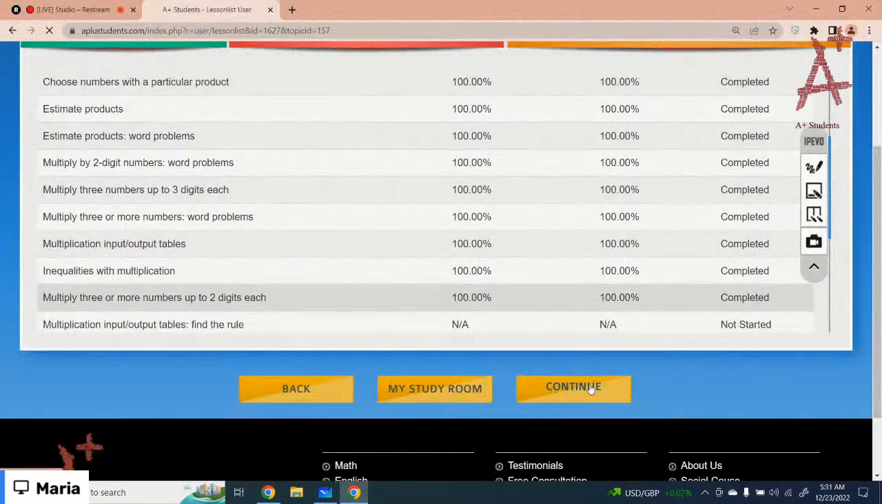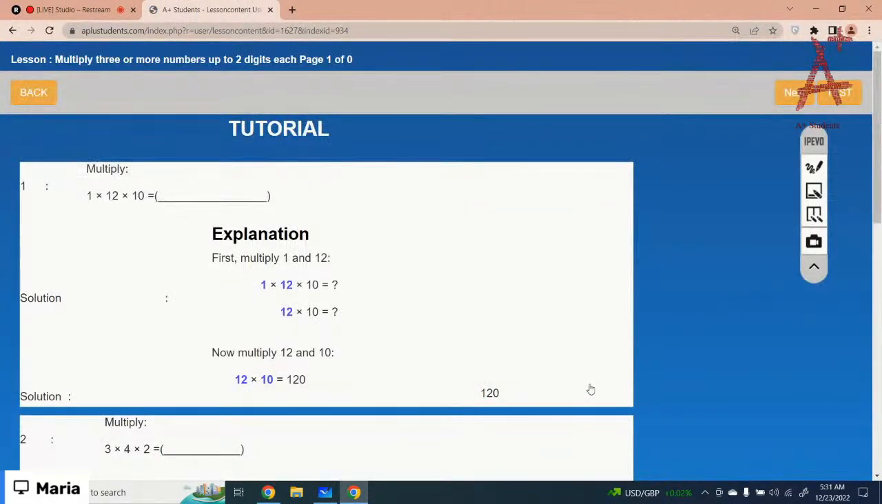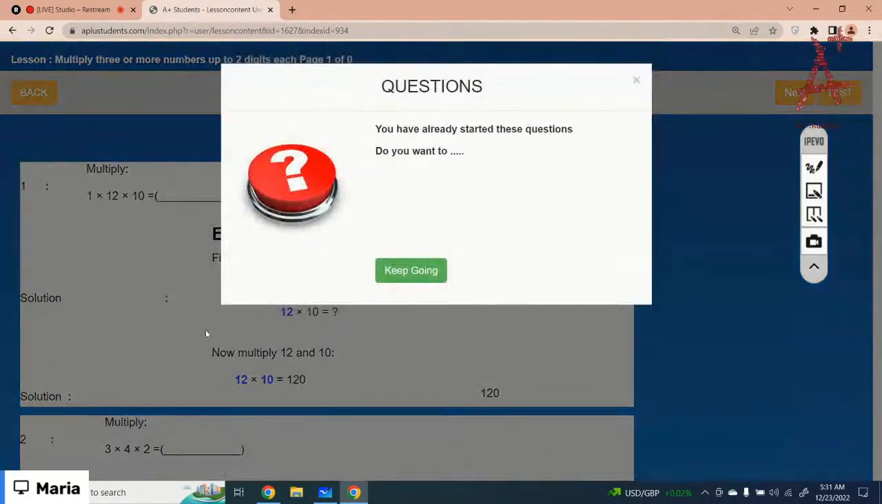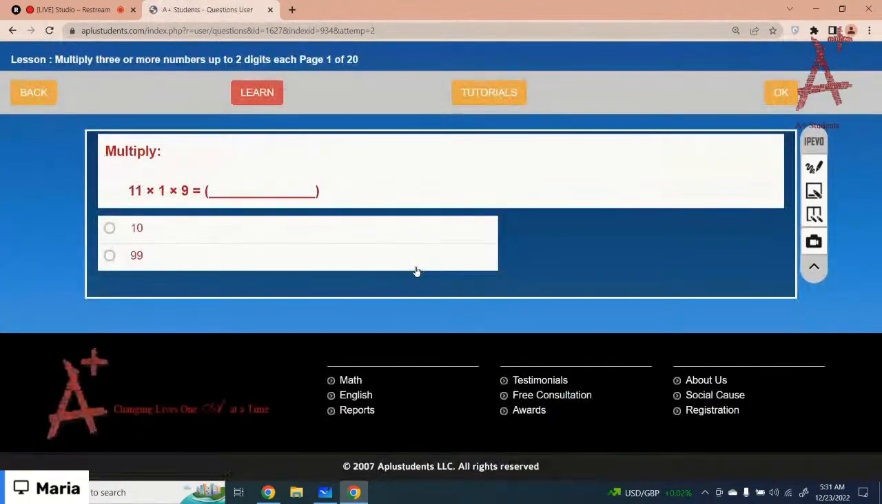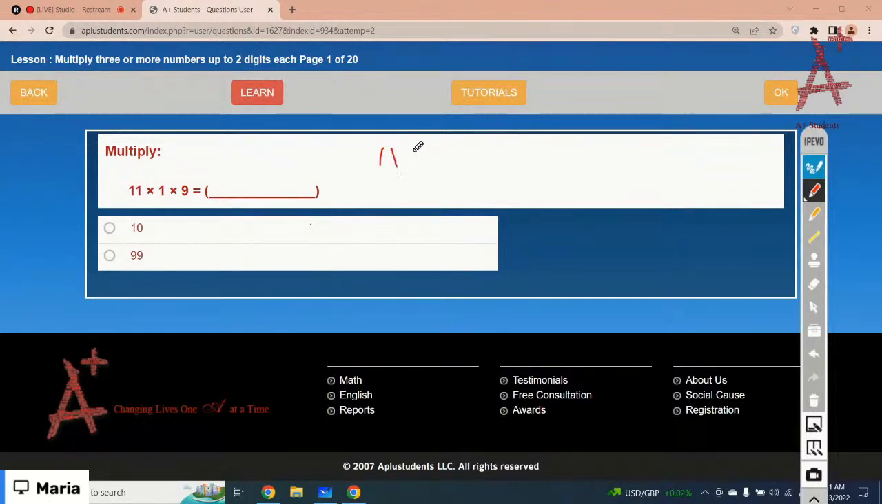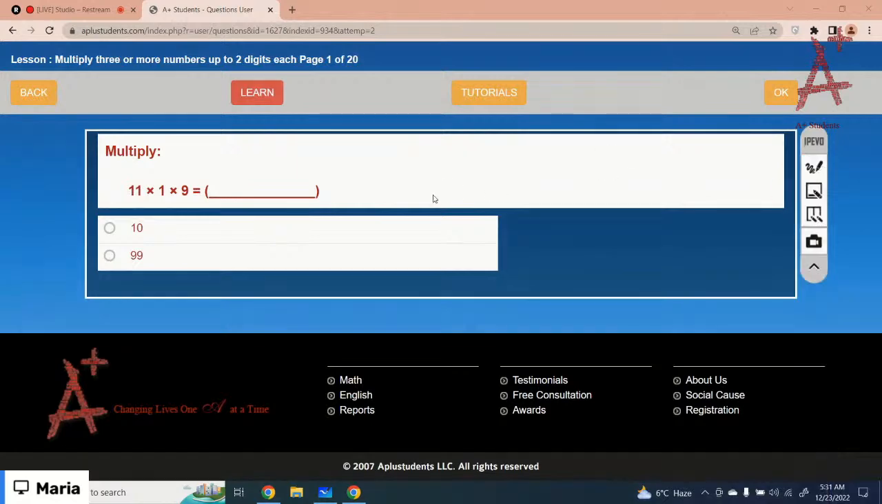Okay, multiply two or more numbers up to two digits each. Let's just start with the test questions. You just have to multiply the numbers that are more than two digits. Got it? Let's start with the first example. 11 times 1 times 9. You have to multiply three numbers. Got it? So you always pair up the numbers. So you have just one pair, just do 11 times 1. 11 times 1 is 11. And then you have to do 11 times 9. Got it? So 11 times 9 is 99. Got it? So just select the correct option, then click on the OK button.